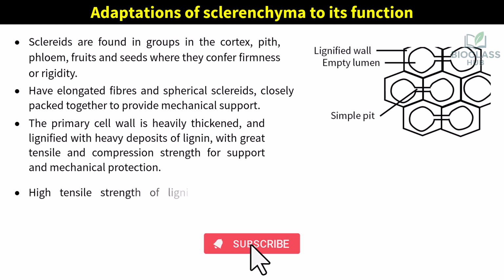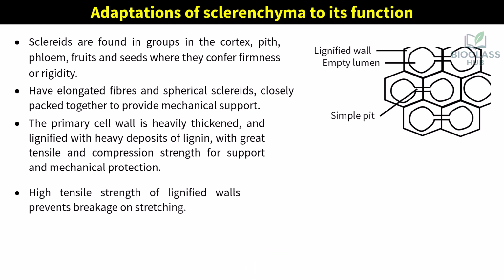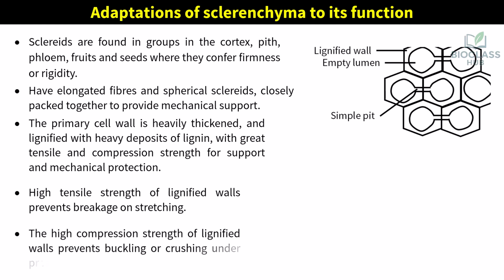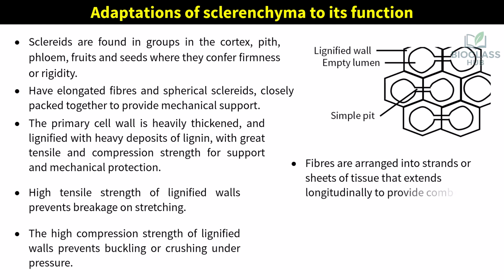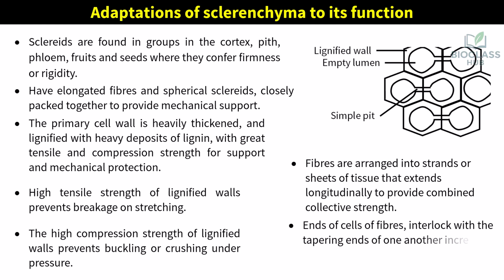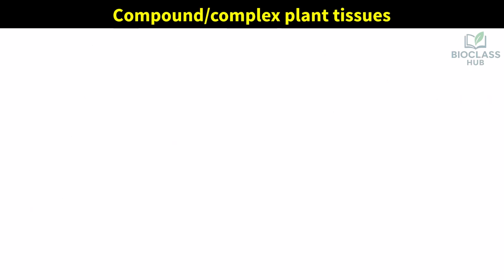High tensile strength of lignified walls prevents breakage on stretching. The high compression strength of lignified walls prevents buckling or crushing under pressure. Fibers are arranged into strands or sheets of tissue that extend longitudinally to provide a combined collective strength. Ends of cells of fibers interlock with the tapering ends of one another, increasing the combined supportive strength. Compound plant tissues. These form the vascular tissues, xylem and phloem, made up of more than one type of cell.